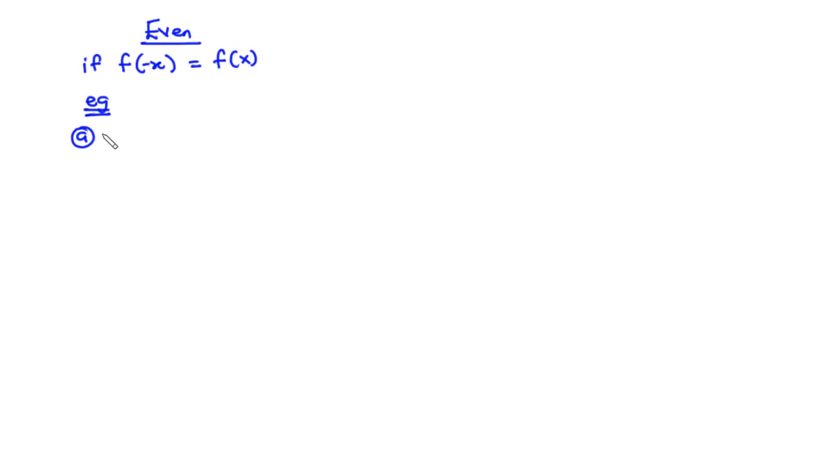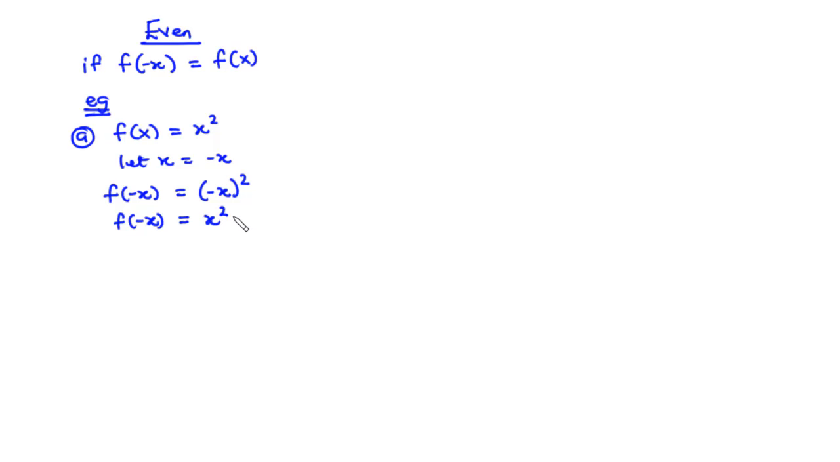So let's try an example. Let's say we have f of x equals x squared. Now let's substitute negative x in place of x in this function. So we have f of negative x. Wherever we see x, we replace that with negative x. So f of negative x equals negative x squared. Now let's simplify this. So this becomes x squared, and that is f of negative x. Remember that x squared is equal to f of x, therefore we can replace x squared with f of x. Therefore we have f of negative x equals f of x. Now since f of negative x is equal to f of x, we say that the function f of x equals x squared is an even function.